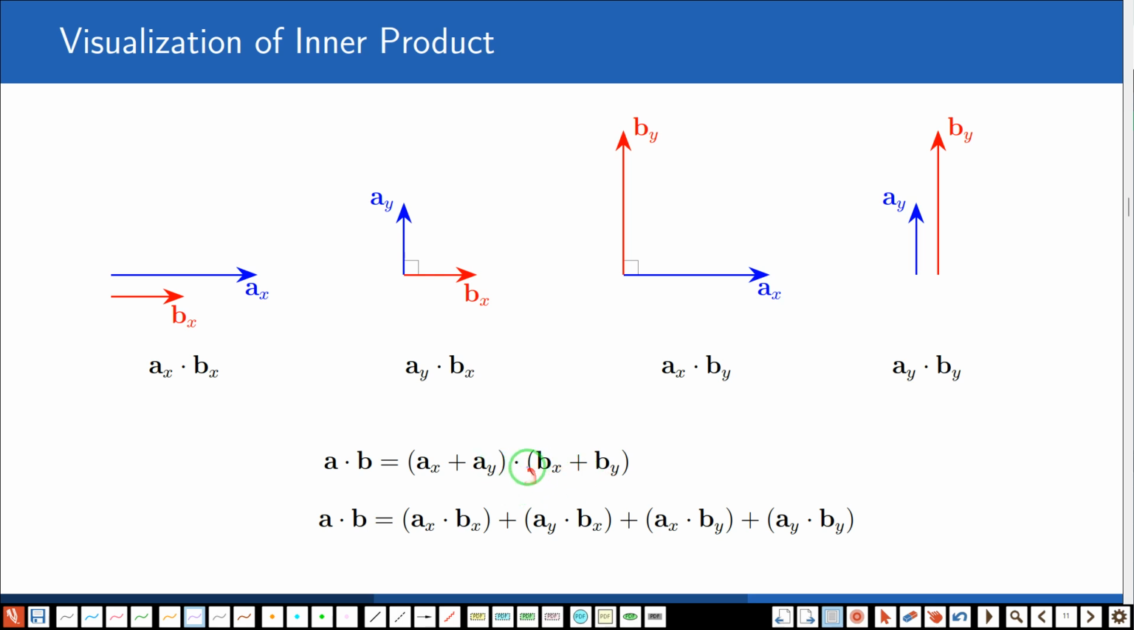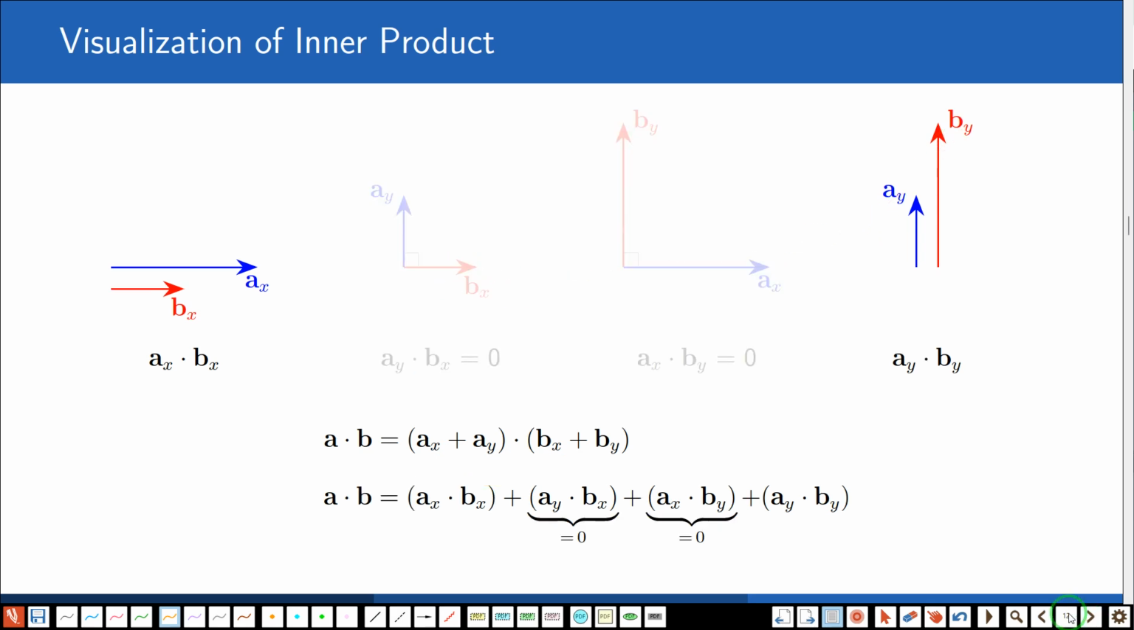We can expand this term, and we have four terms: ax times bx, ay times bx, ax times by, and ay times by.